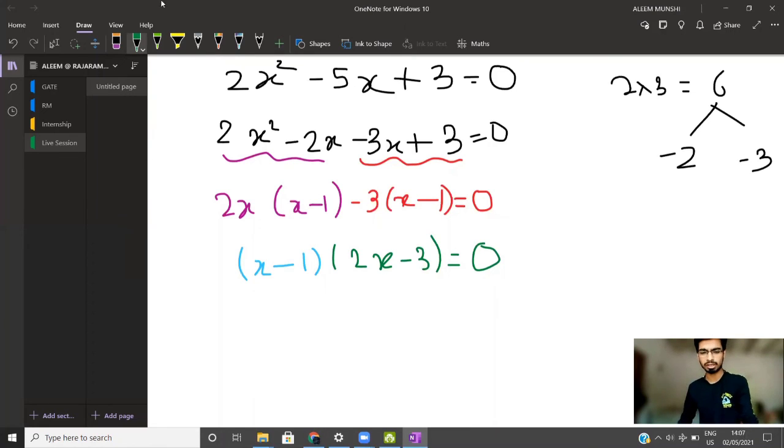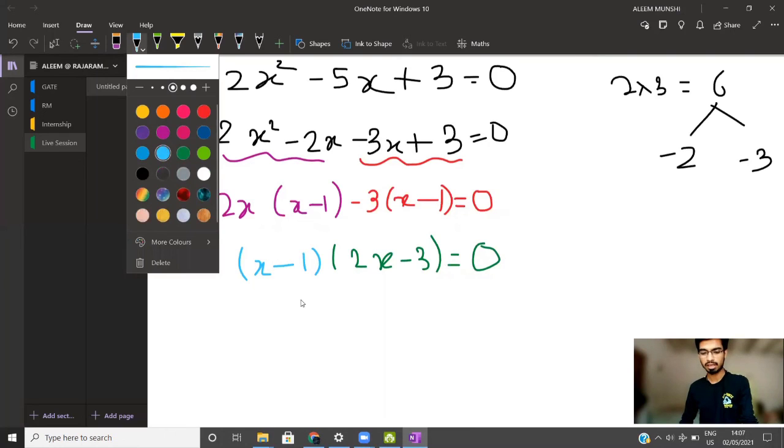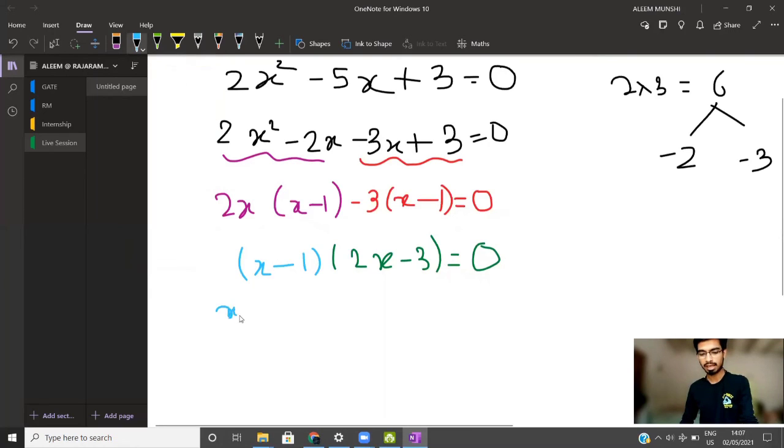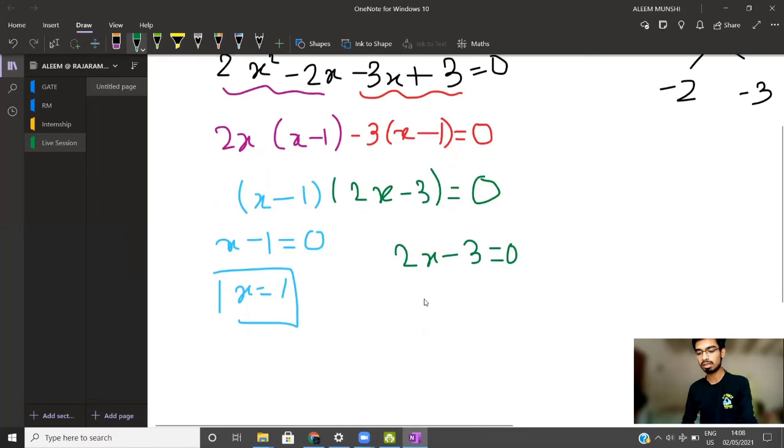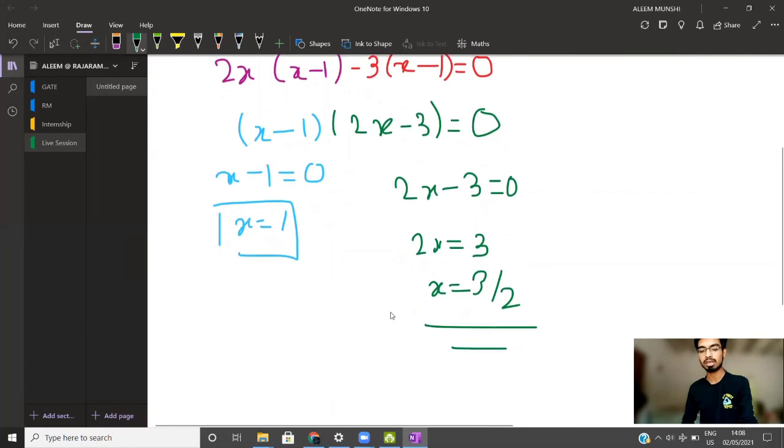I'll consider both the possibilities. I'll say x minus 1 can be 0, and if I solve this, I get x equal to 1. This is the one possibility. And second, if I see 2x minus 3 equal to 0, then solving this, I get 2x equals to 3 and x equals to 3 by 2. This is the second possibility.